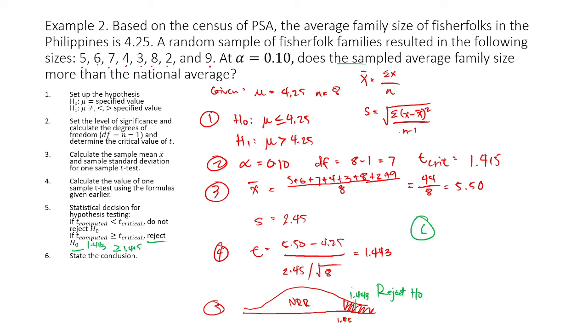So, for the conclusion, step 6, ang ibig lang sabihin nito, kukunin lang natin to. So, the average, and may kulang tayong nilagay. At alpha is equal to 0.10. The sum called average family size is more than 4.25. So, yan. Pwede na natin siyang isulat ng ganyan.